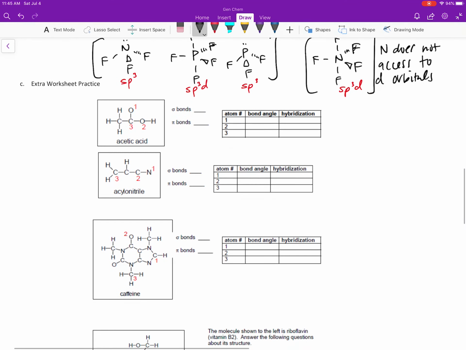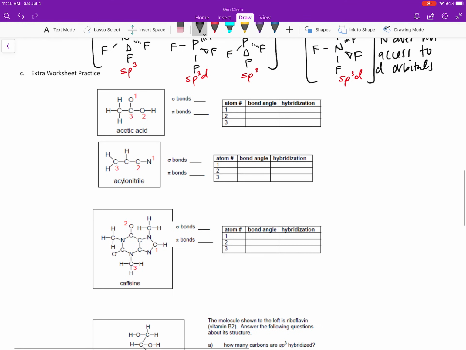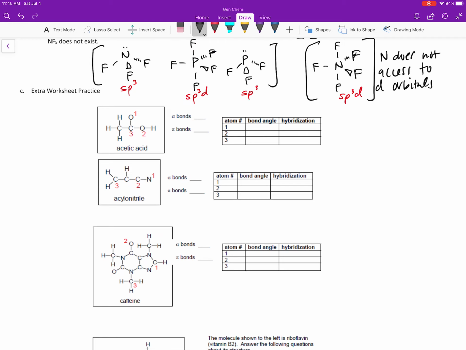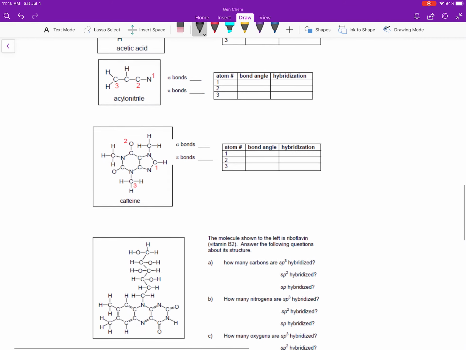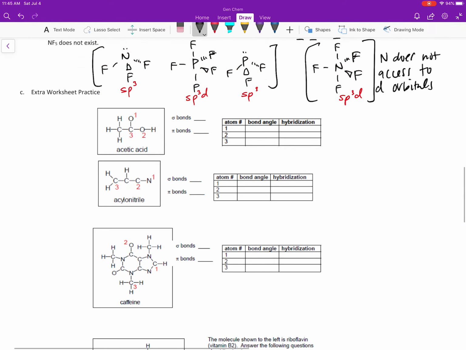So this worksheet is really great practice to bring together some of the things we've talked about in chapter 7 and 8. We're going to run through one of them, and then I'm going to skip down to vitamin B to show y'all how I suggest approaching a big molecule like that, and then you'll have the answers to check yourselves on correctness.